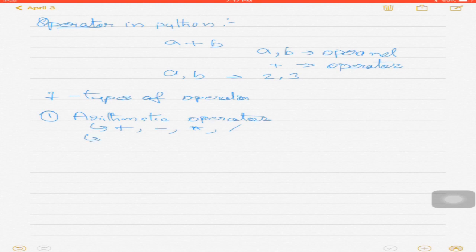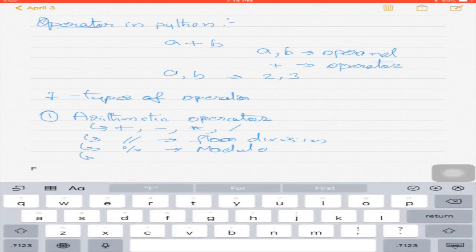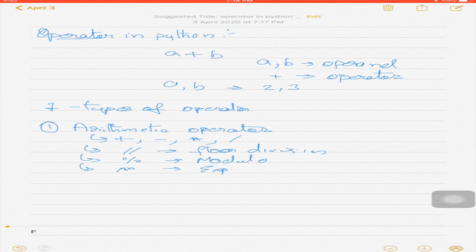We have something called modulo. The modulo operator gives you the remainder, and let me tell you that this operator is very useful as compared to floor division. It is very much helpful. It also has an exponentiation operator. Double star is called the exponent operator. Now we will jump over to our IDE and see a few of these examples.